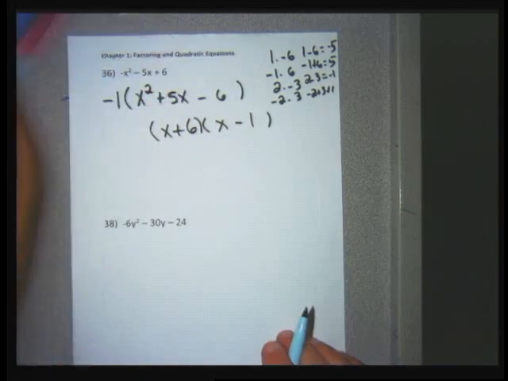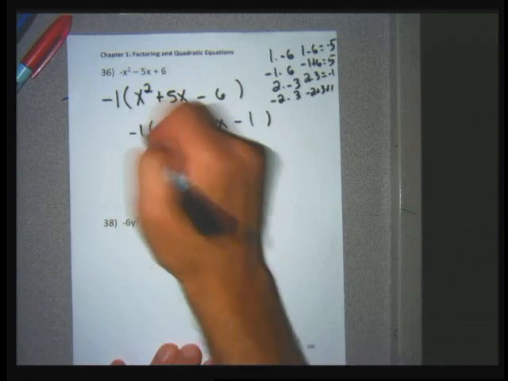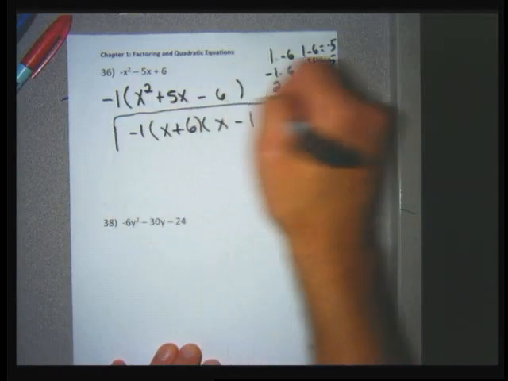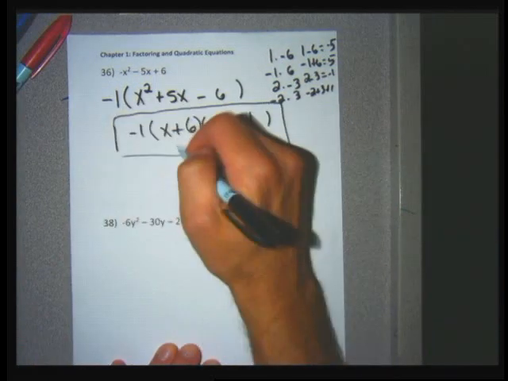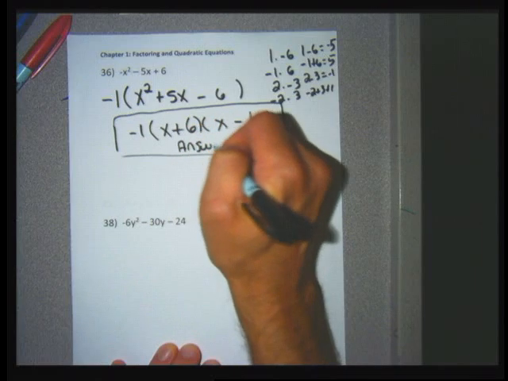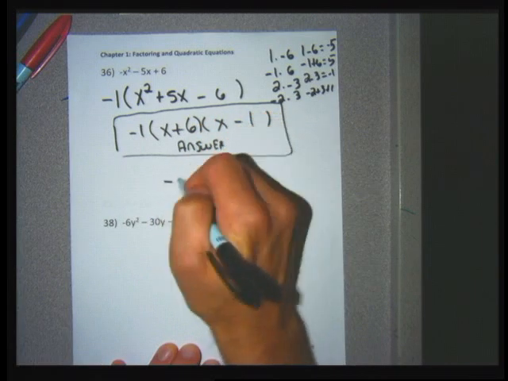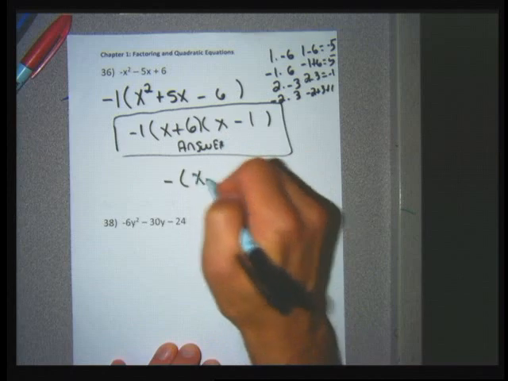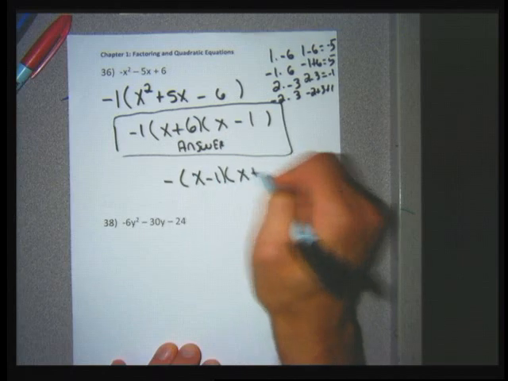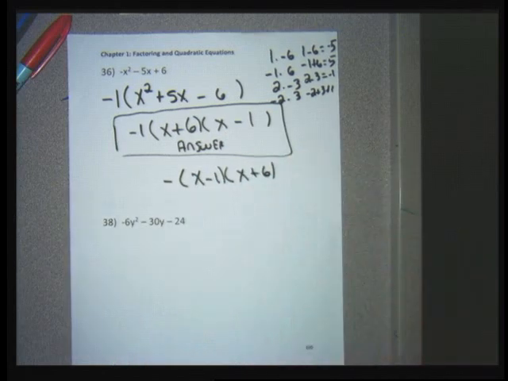I'm not done because I haven't included the common factor in my answer. And a common factor always needs to be part of your answer. So this would be a great answer. If you wanted to, you could write a negative sign instead of a negative 1. And you could write the x minus 1 parentheses first and the x plus 6 second. It doesn't matter. As long as the plus sign's in front of the 6 and the minus sign's in front of the 1, it doesn't matter which you put first.